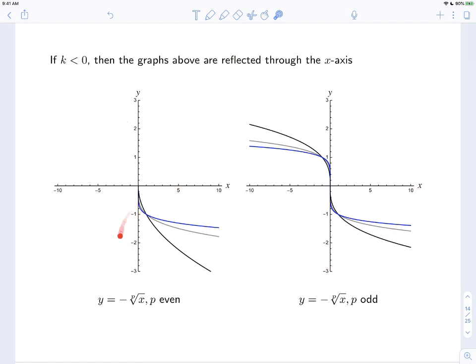So you'll notice that if in these graphs you're looking at y equals the opposite of the pth root, so the pth root of x is going to be a positive number, if you put a negative in front, you just end up with something negative. And you get the same thing here where you're reflecting through the x-axis. These are the same graphs, just reflected through the x-axis, because we put a negative sign in front.